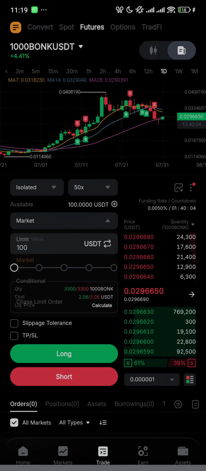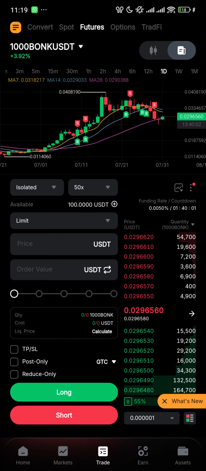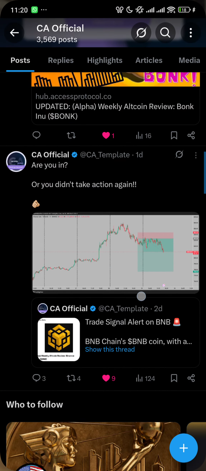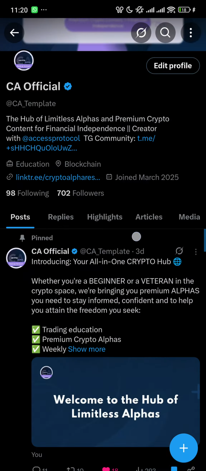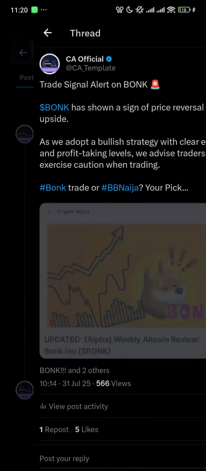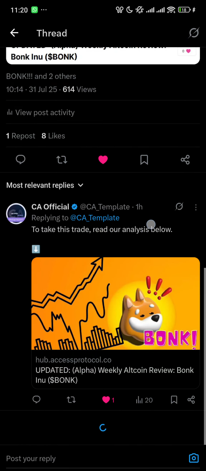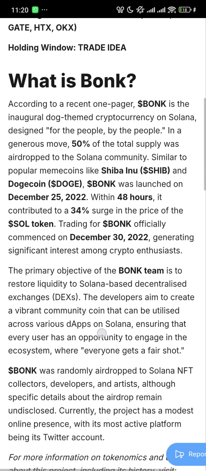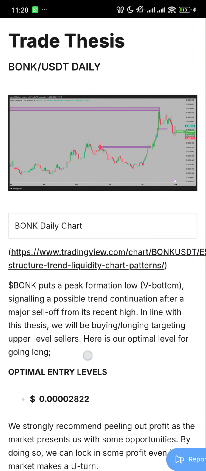But if the signal says to buy at a particular price, let's come to the tweets here we made on crypto for signals. Let's say for example a trade was given to you on Bonk. This is the write-up and this is the article, so you click on it to read the article. This article gives you a little background on the token and the trade thesis.